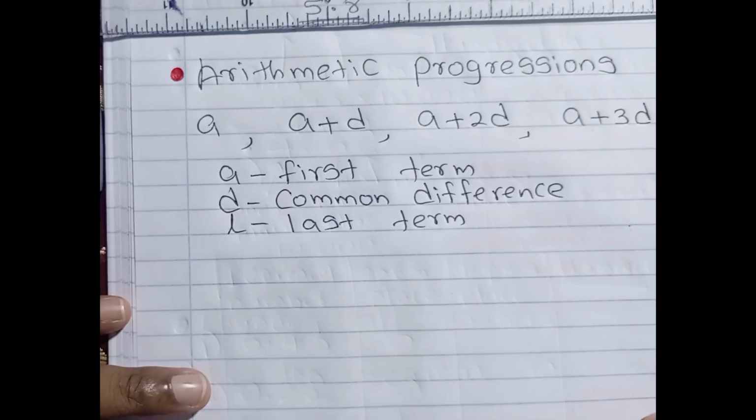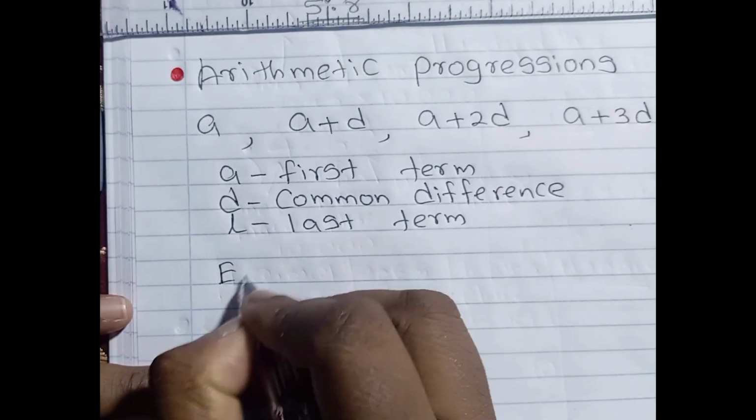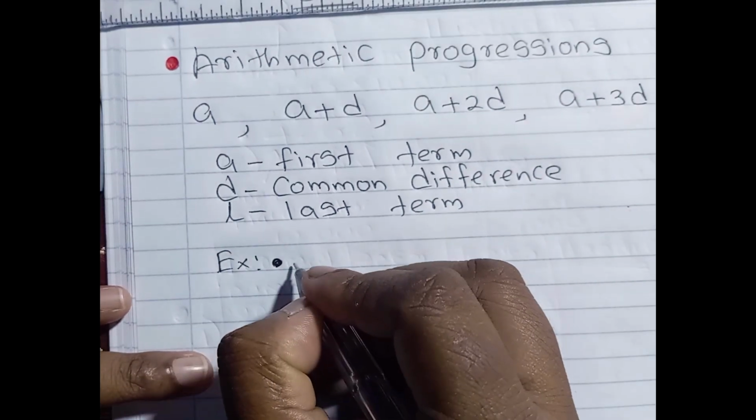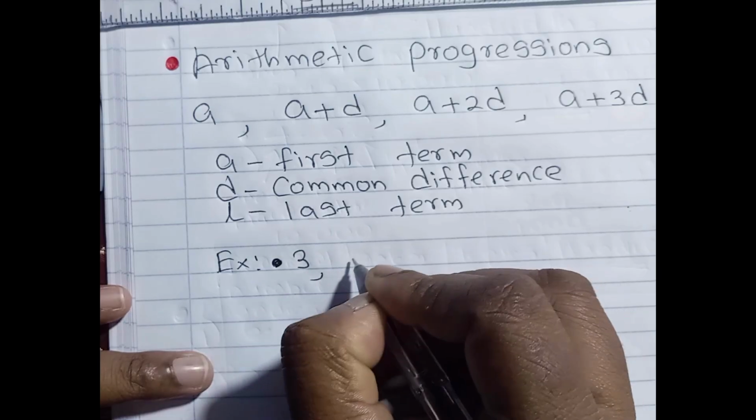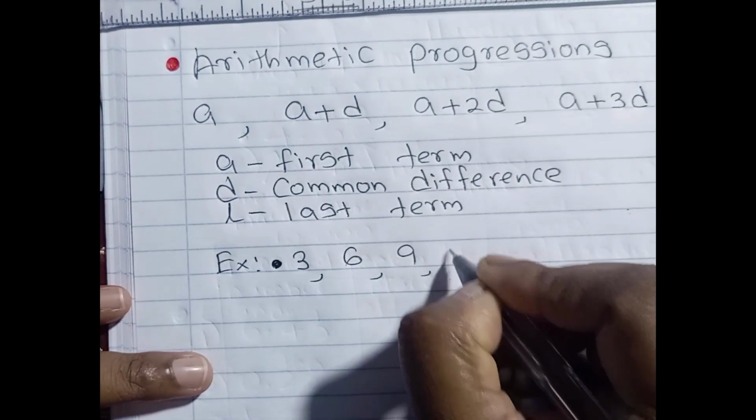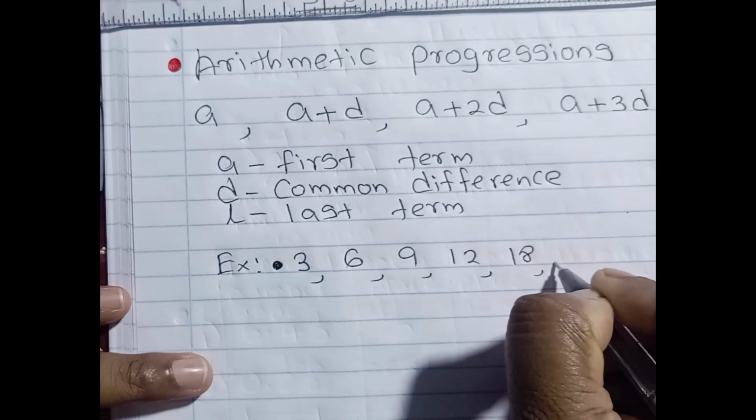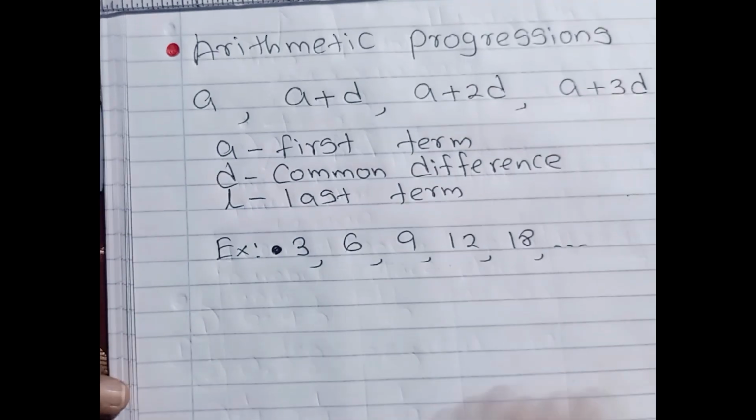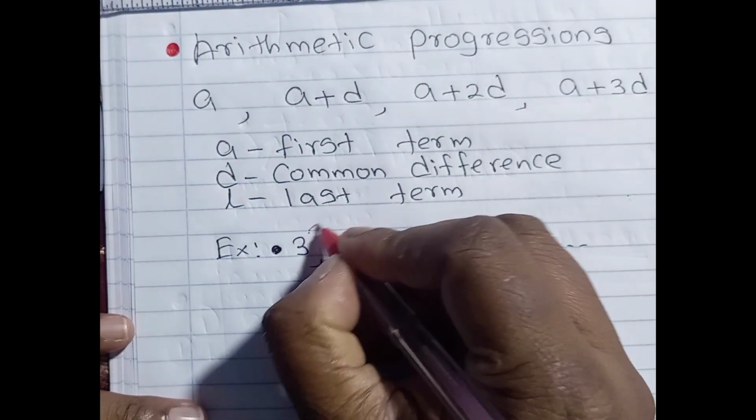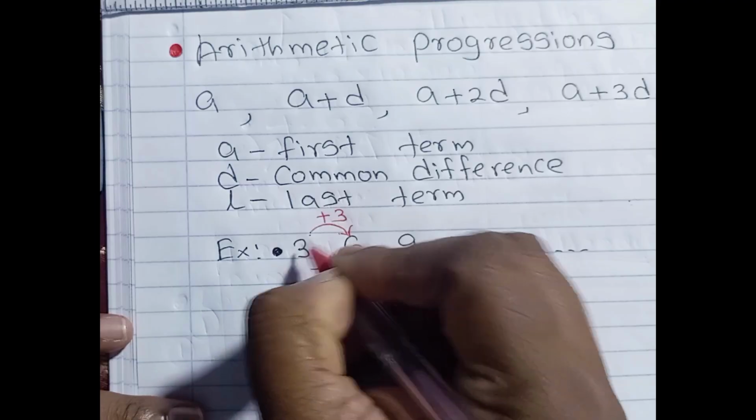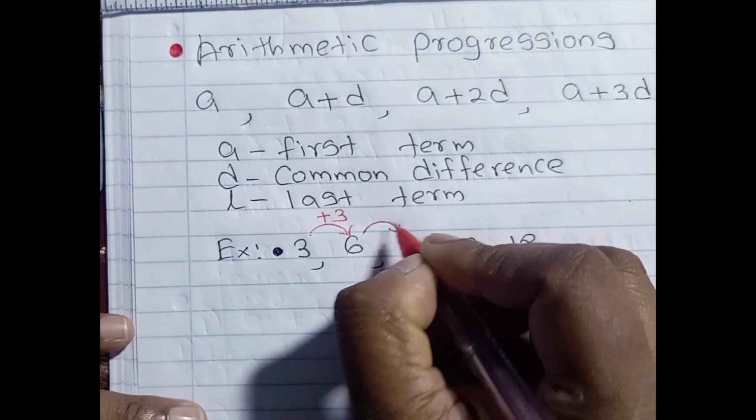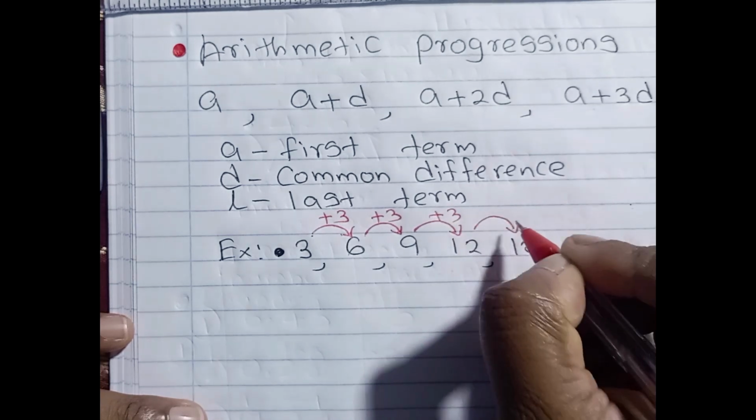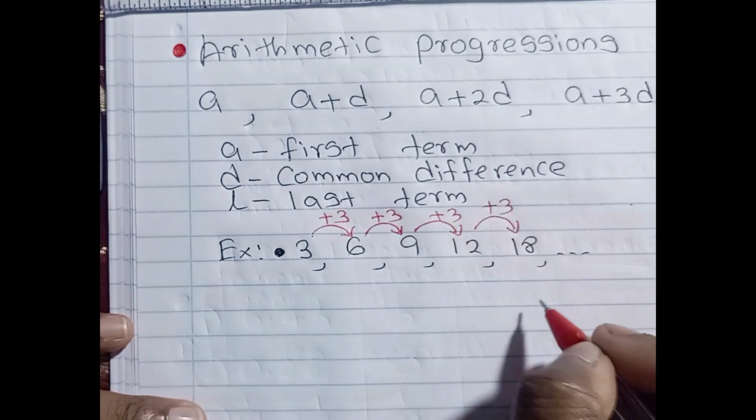Then you can understand with a numerical example. As an example, if I'm taking 3, 6, 9, 12, 15. In this progression you can see that it is an increasing pattern, step by step. 3 plus 3 is 6, 6 plus 3 is 9, 9 plus 3 is 12, and 12 plus 3 is coming 15.